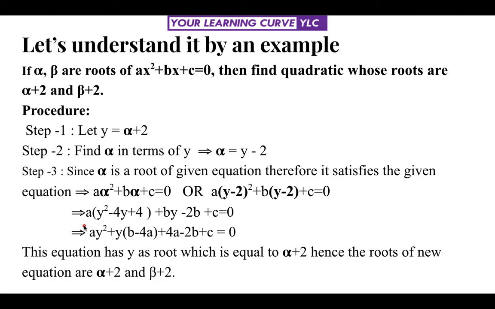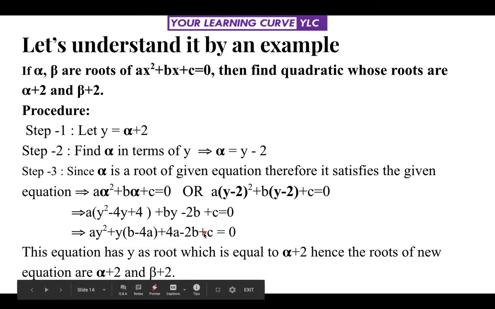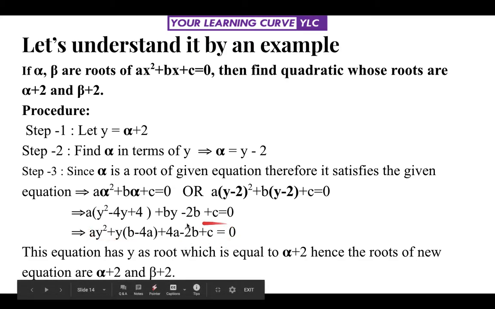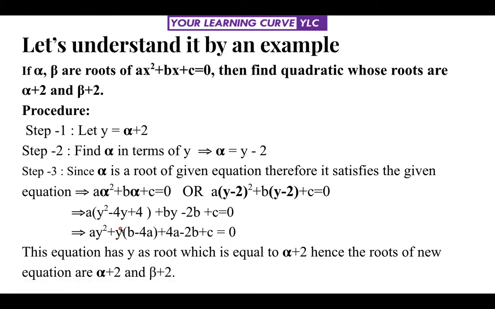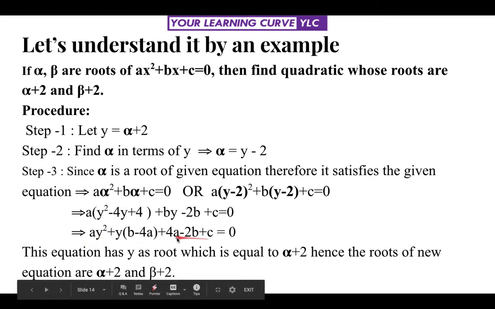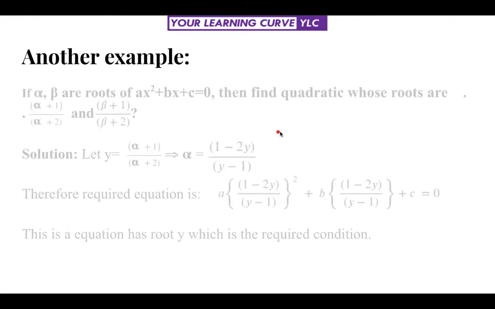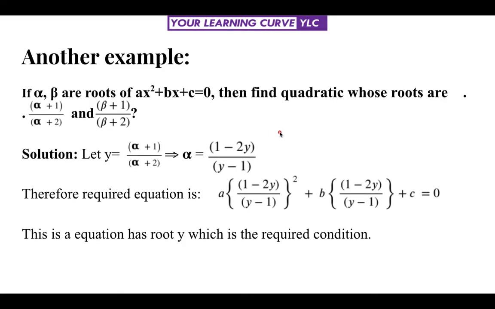So, when we solve this equation, we will get y as our answer. This equation has y as its root, but this y is what? Nothing but alpha plus 2. This equation will have two roots, y1 and y2, where y1 is equal to alpha plus 2 and y2 is equal to beta plus 2, because we already assumed that y is equal to alpha plus 2. So, I hope you have understood this concept of transformation of equations.